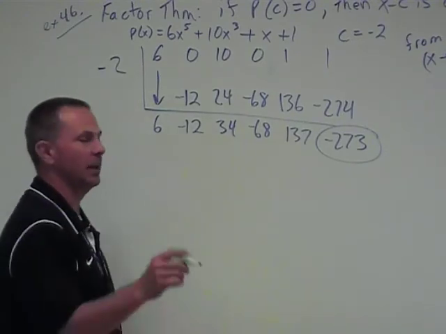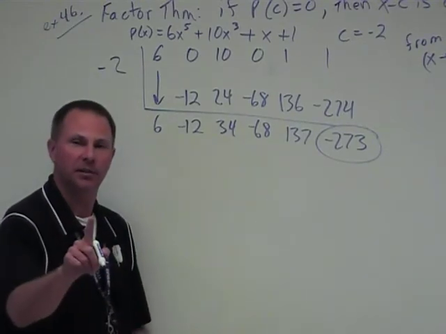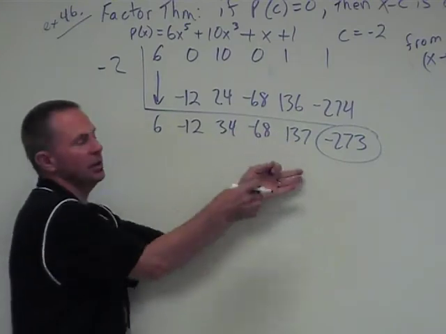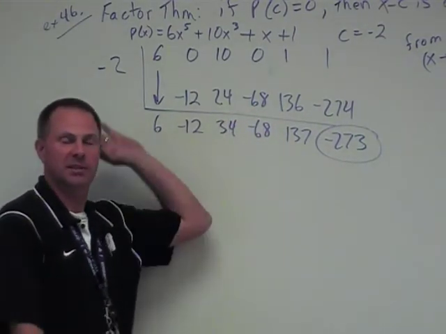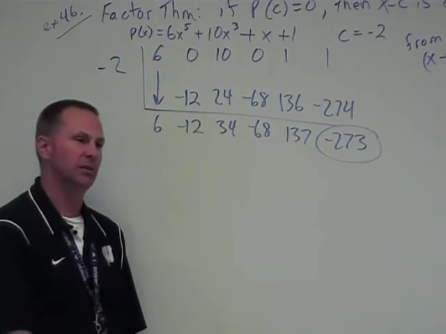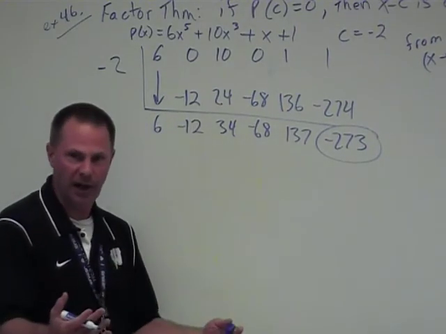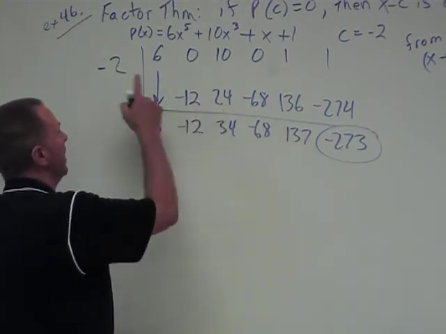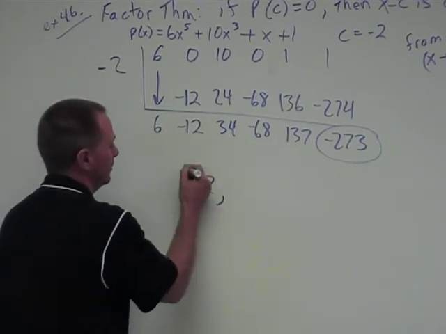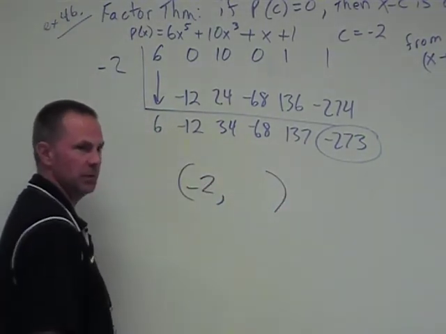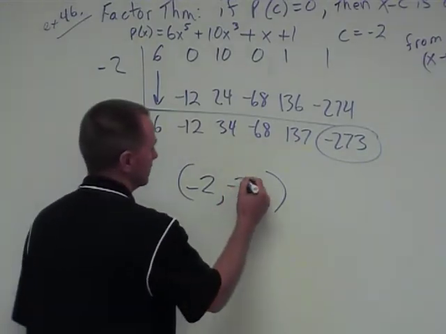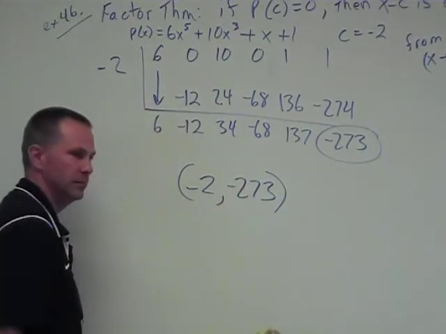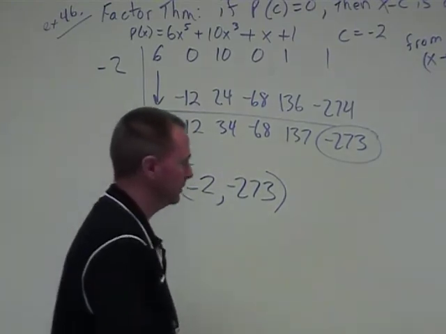Okay, this is what you just found. You don't just do this and be like, oh, the remainder is not 0, so none of this means anything. It's a stupid problem. No, you actually found some information. When x is negative 2, guess what y is? 73. We're going to come back to this in a second.